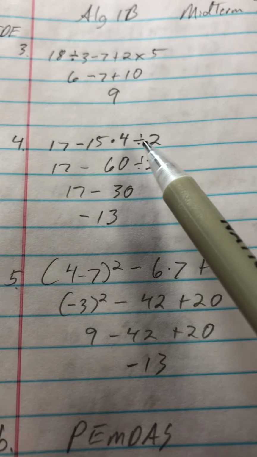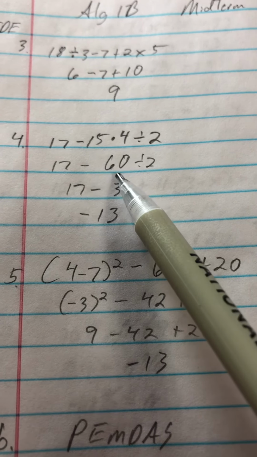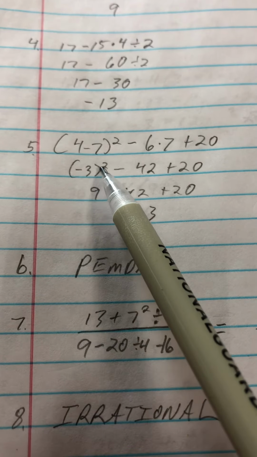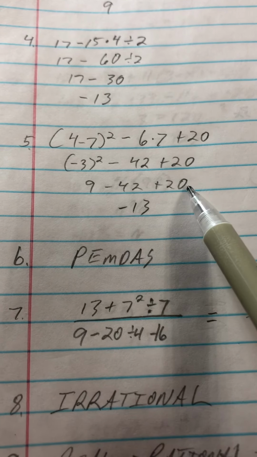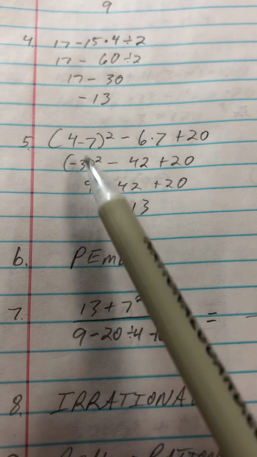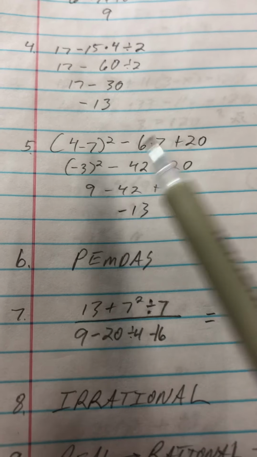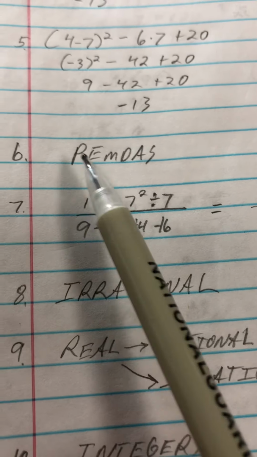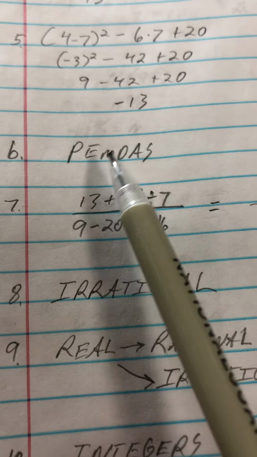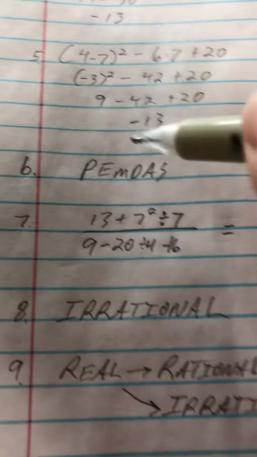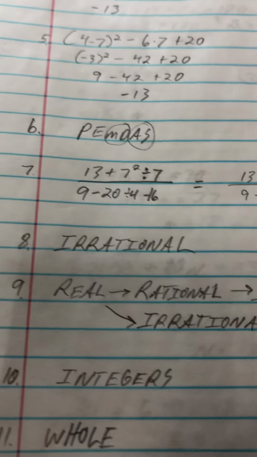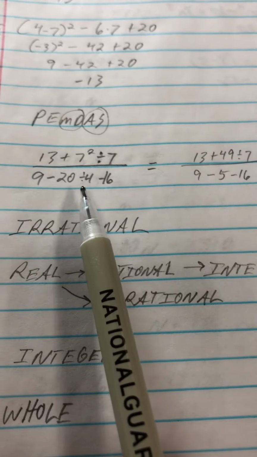Here's number 4. I did the multiplication first, and then the division, and then the subtraction. I did what's in parentheses first, then I did the exponent, and then I worked from left to right. Also, when I did this one, I also did the multiplication in there because that wasn't going to hurt anything. And what's the order of operations for number 6? It is PEMDAS: parentheses, exponents, multiplication, division. Multiplication and division, you just work left to right, together. And addition and subtraction will come last.